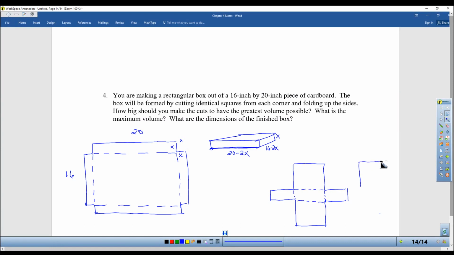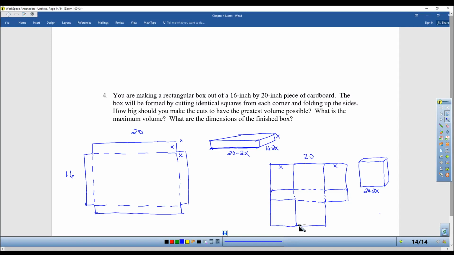This side would be like the front, and it would just be really narrow, like a cereal box. Okay, but if this was originally 20, and I've cut out these two X's, this side is still 20 minus 2X. It just depends on what X is. And then this side used to be 16, but after you cut these two X's out, it's 16 minus 2X.